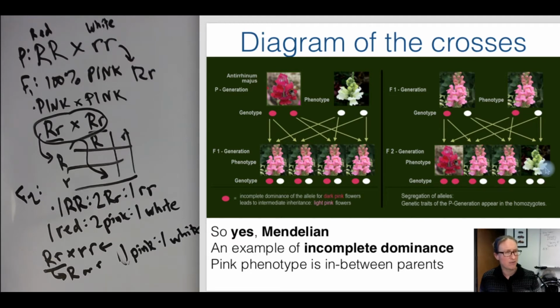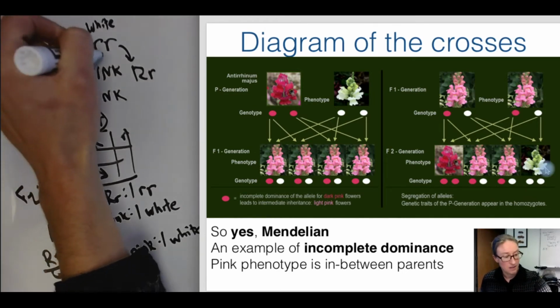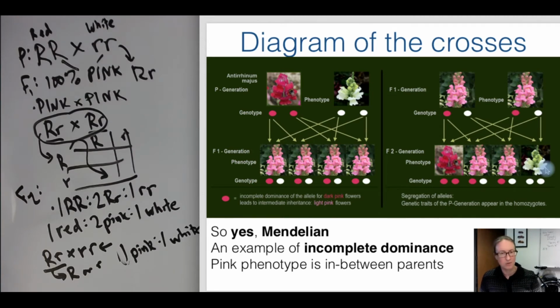But it's different from what we've seen so far, right? Previously, we were only seeing two phenotypes. And in this case, we're seeing three phenotypes. So what we have here is a slightly different type of inheritance from what we have observed so far. So this is no longer simple dominant recessive inheritance. And instead, this type of outcome is referred to as incomplete dominance. Right? So there is an intermediate phenotype, pink, that is in between the phenotypes of the parents, right?